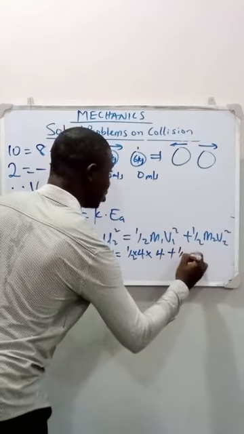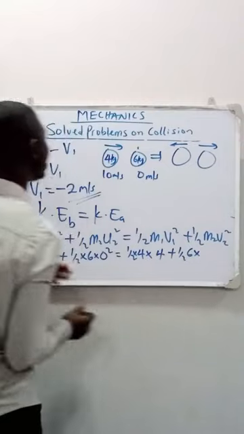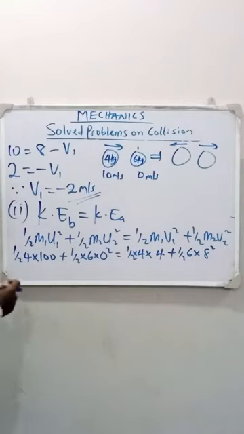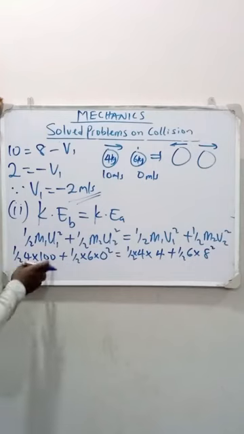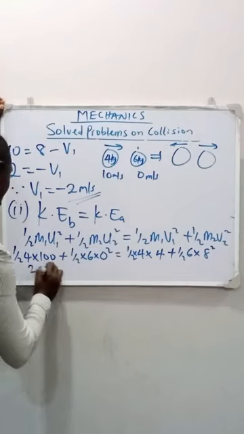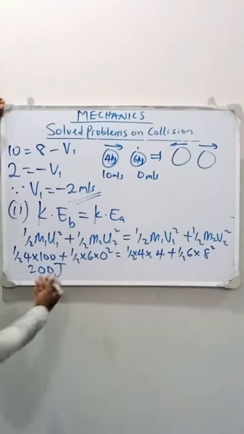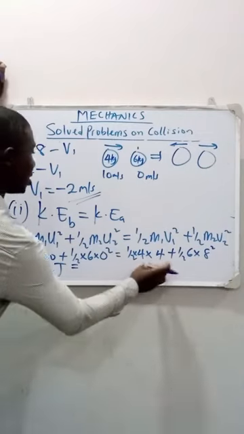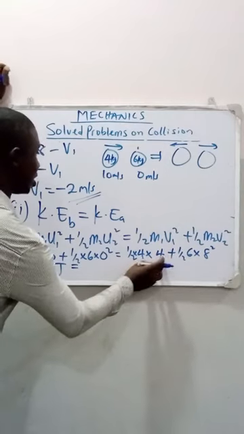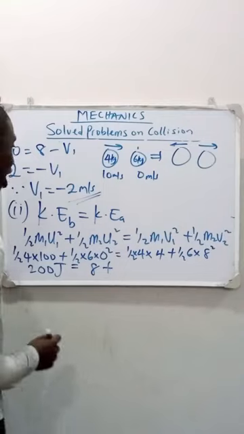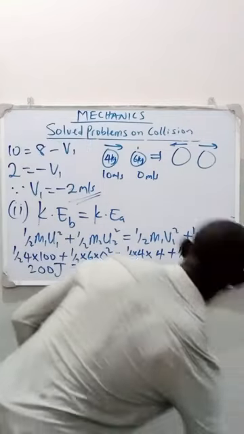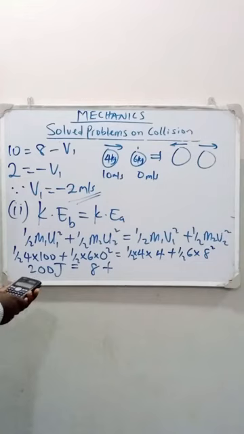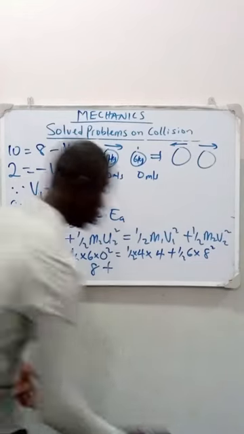plus half the second mass, 6, times v2. The v2 we've got is 8, 8 squared. So this will give us half of 100, that's 50, times 4, that's 200. 200 joules. The whole of this is 0. On the left hand side, we have 200 joules. Let's see what we have on the right hand side. This is 16. Half of 16 is 8, plus half of 6 which is 3, times 8 squared, that's 64. So 64 times 3, what are we going to have? 192. This is 192.